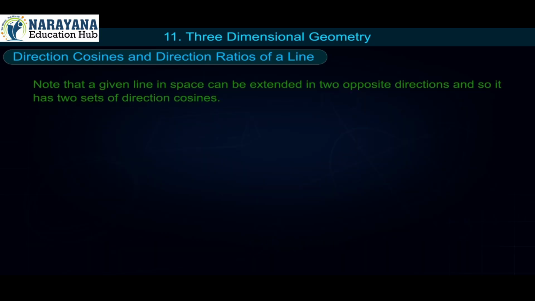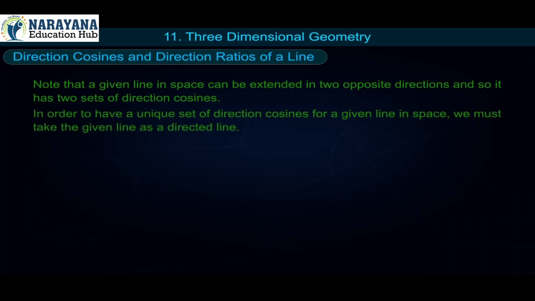Note that a given line in space can be extended in two opposite directions, and so it has two sets of direction cosines. In order to have a unique set of direction cosines for a given line in space, we must take the given line as a directed line. These unique direction cosines are denoted by l, m and n.